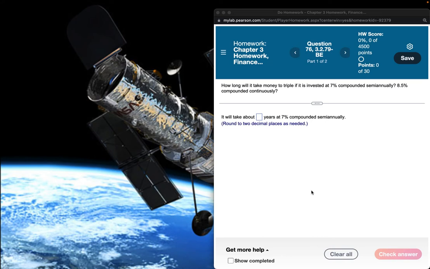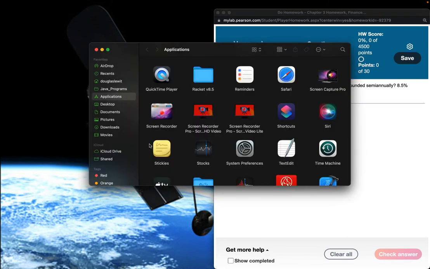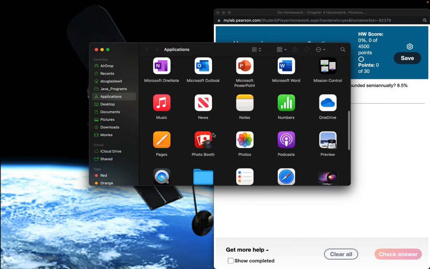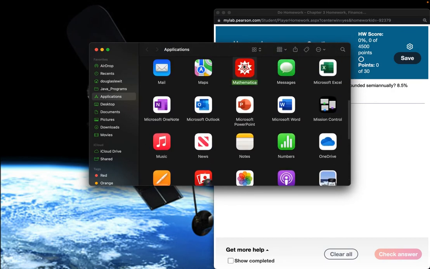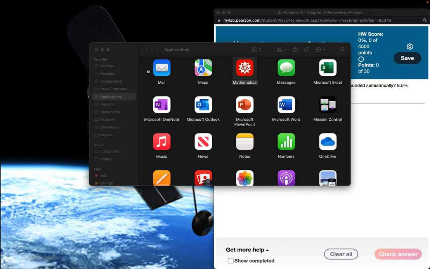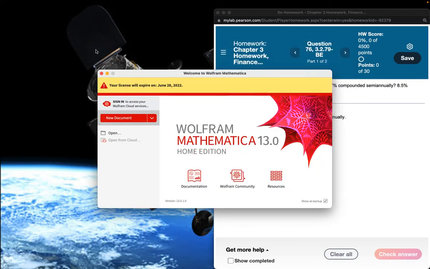So let's launch Mathematica. Okay, so let me see here. There we go. Let me see. Okay, Mathematica. This doesn't make any sense. Why does it say your license will expire on June 28th, 2022? Yeah, that's kind of weird. This should be a permanent license.